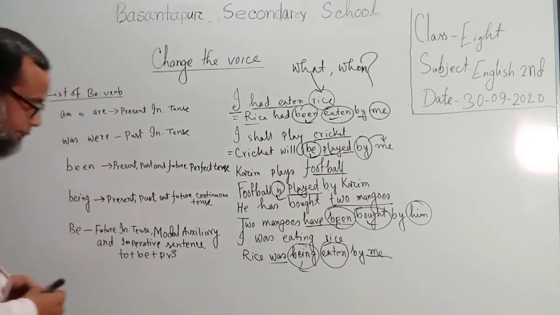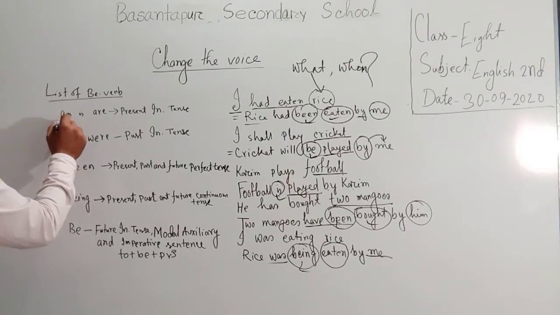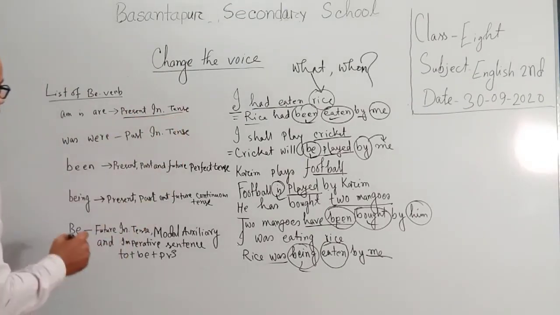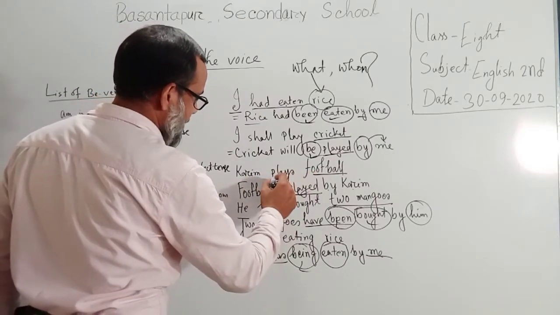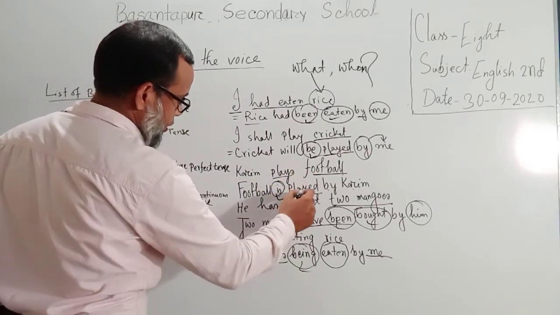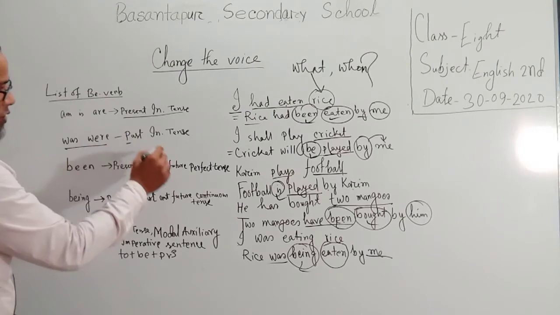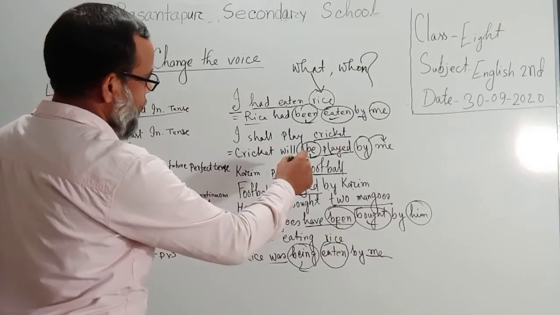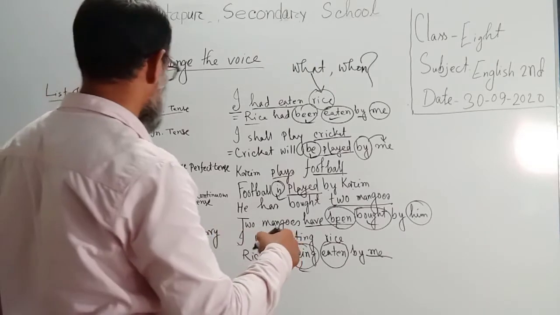Now look at the list of be verbs and where they are used. Generally, am, is, are are used in present indefinite tense. Corey plays football. This is present indefinite tense, and is is used before the main verb in past participle form. Was and were are used in past indefinite tense.